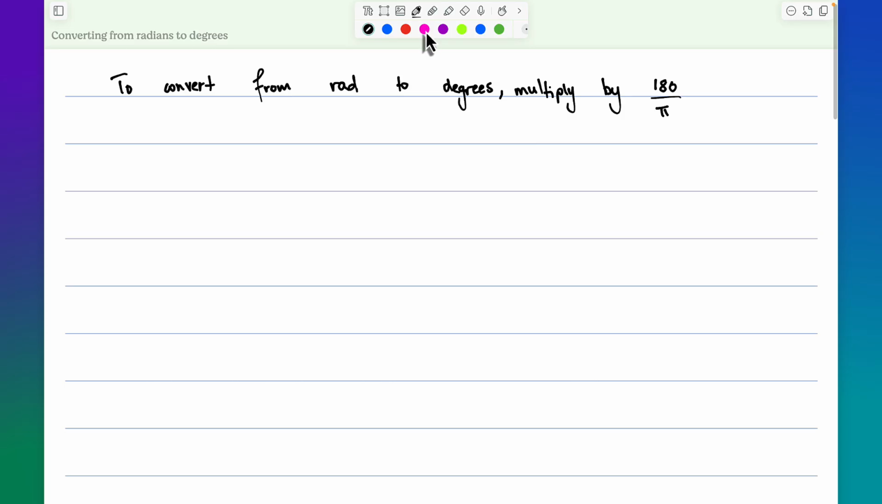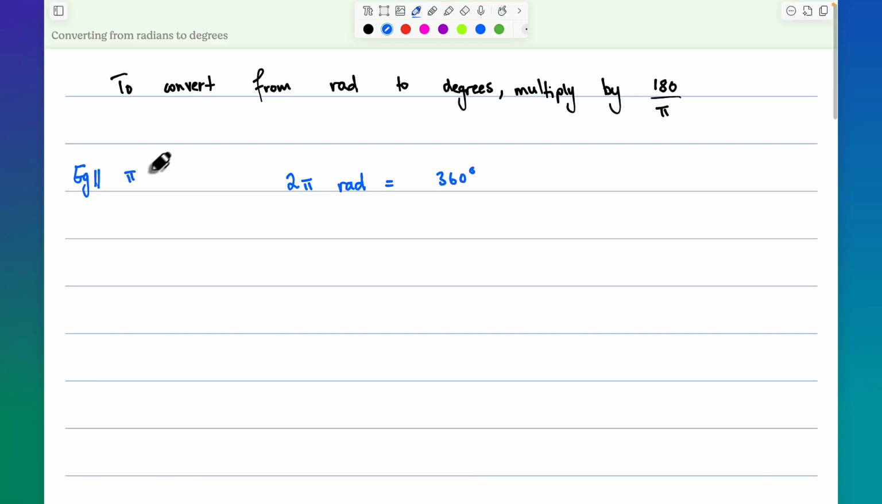We started off by talking about the fact that, from our very first video where we introduced radians, we know that 360 degrees is 2 pi radians. So if 360 degrees is 2 pi radians, then let me just write it like this: 2 pi radians is equal to 360 degrees.